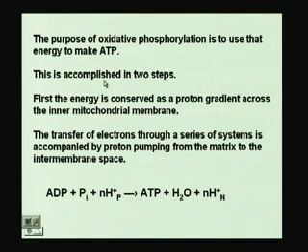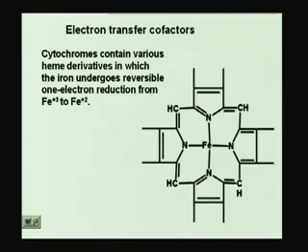Now, the way this is accomplished is in two steps. First, the energy is conserved as a proton gradient across the inner mitochondrial membrane. Okay. Plus, we have associated with the H plus what? The electrons. Okay. So, we have to have systems that are going to take up these electrons and then provide a balance in the whole system of events.